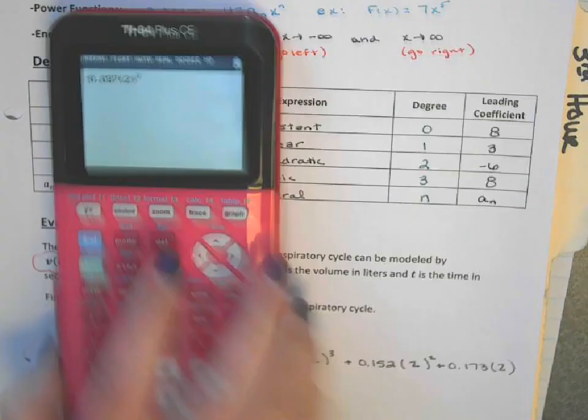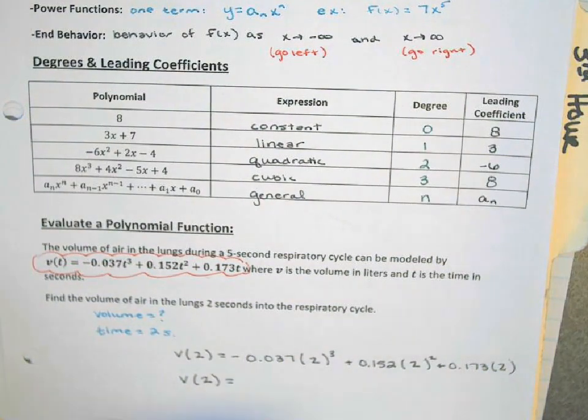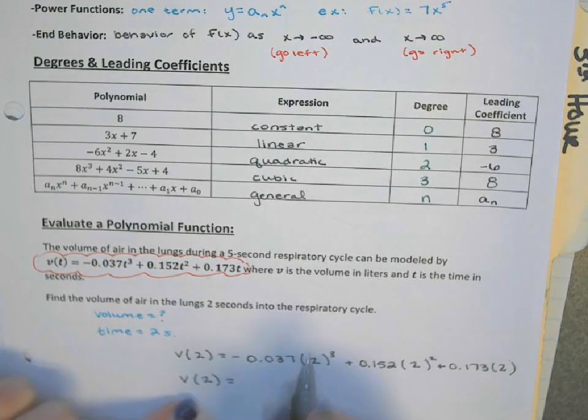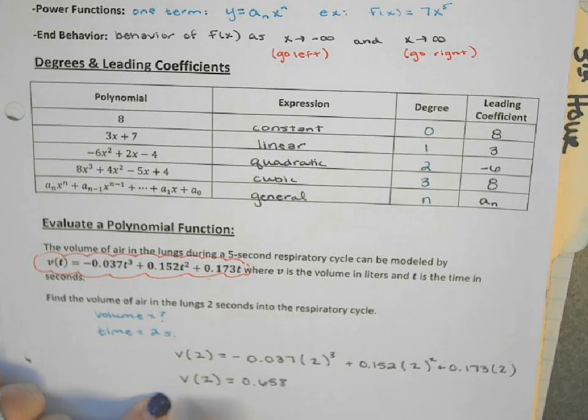So go ahead, fill that out, and let's see what we get. So we're finding that V of 2 is 0.658. Now the one thing I want to double check is how is volume being measured here?